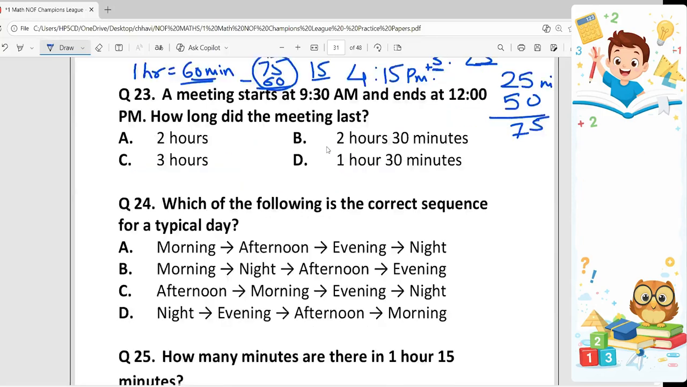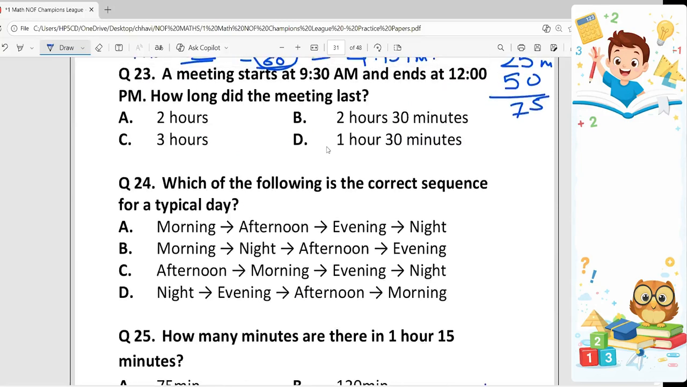23rd. A meeting starts at 9:30 a.m. and ends at 12 p.m. How long did the meeting last? A meeting started at 9:30. So let's add 30 minutes to it to make it a round figure. So it becomes 9:30 plus 30.